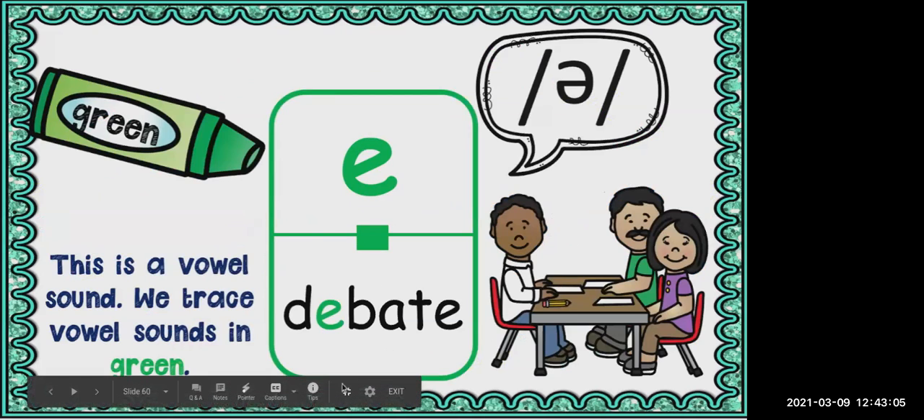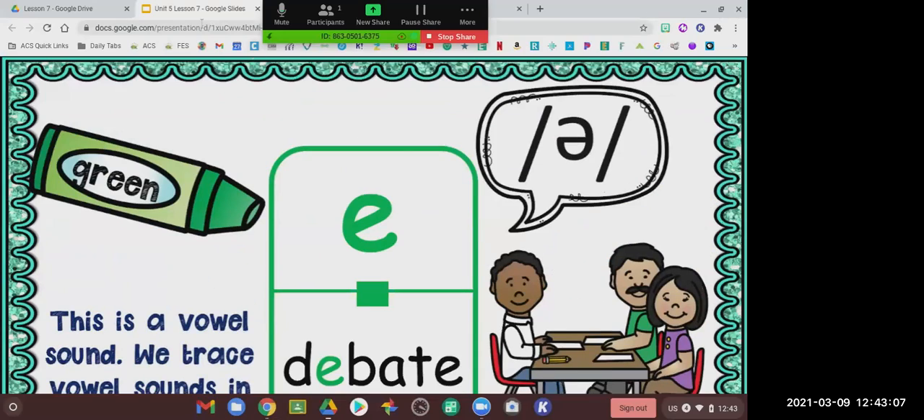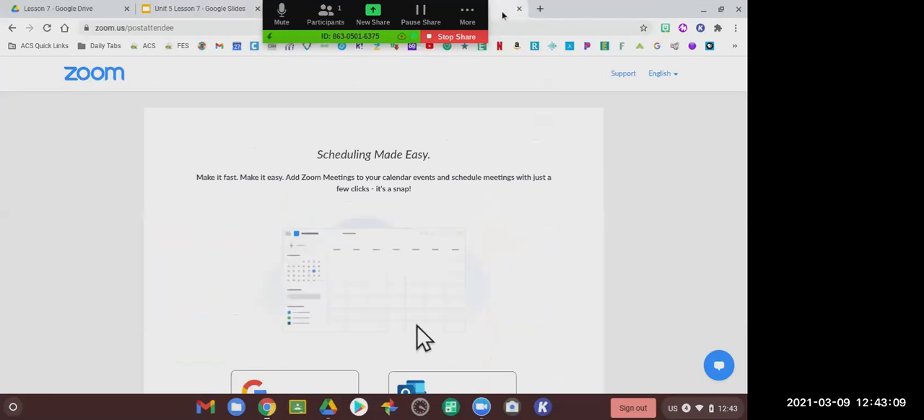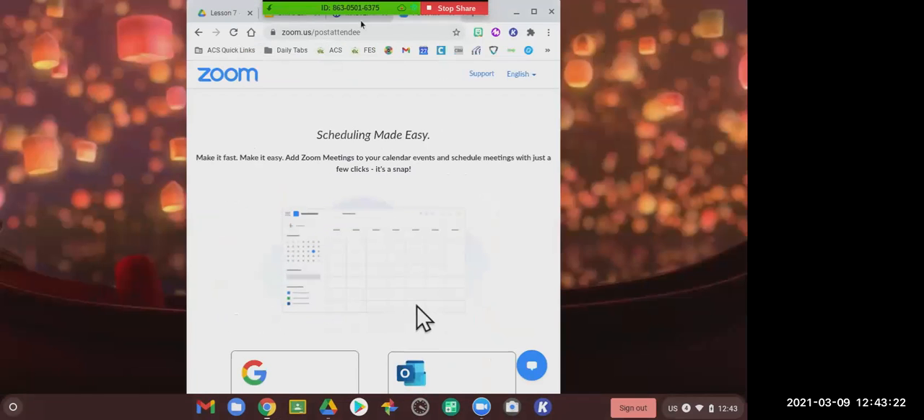So let's go back to our code charts. Oops. Well, I'm trying to move this, so let me move it. There we go.